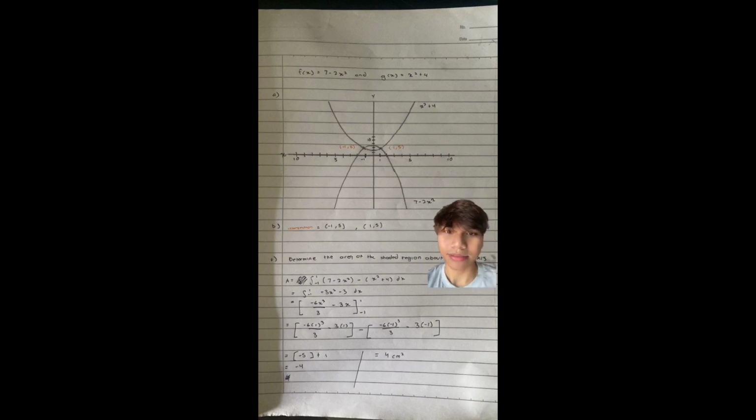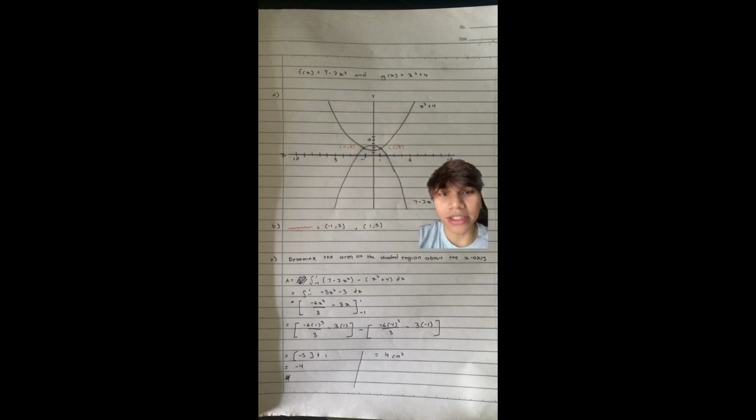And B, intersection from this graph. First, we can see the first intersection is -1, which is on the x-axis, and 5, which is the height or the y-axis from the graph. And the other intersection is also parallel to the first intersection, but the x value is positive, which is 1 and 5.